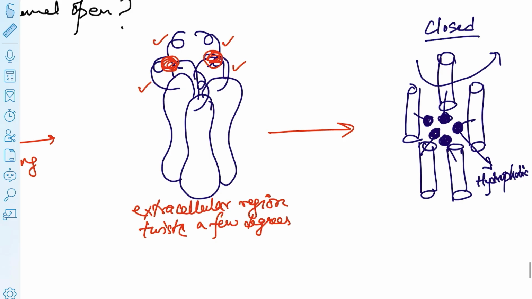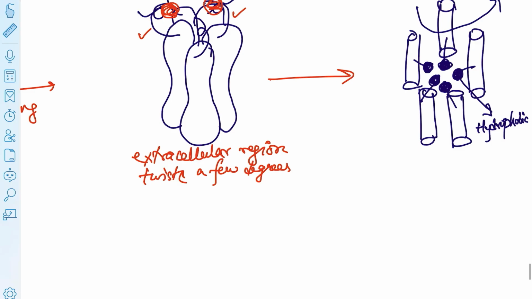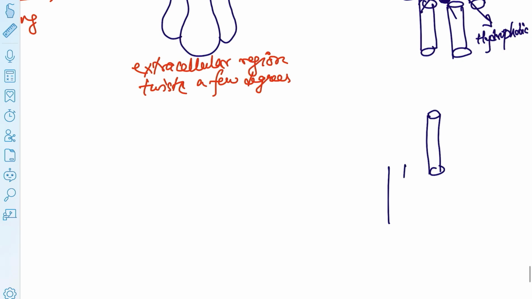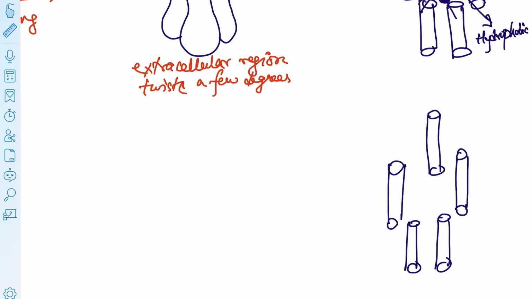But when the acetylcholine binds to the particular region and the extracellular region twists, the M2 region of the alpha and beta subunits also rotates a bit. There is a very slight rotation in the M2 region, but that slight rotation is enough to also rotate the hydrophobic regions. So the hydrophobic amino acids come into a different conformation so that they move away from the pore region, and now the pore is completely empty, and there is no hydrophobic region present that can occlude the pore.